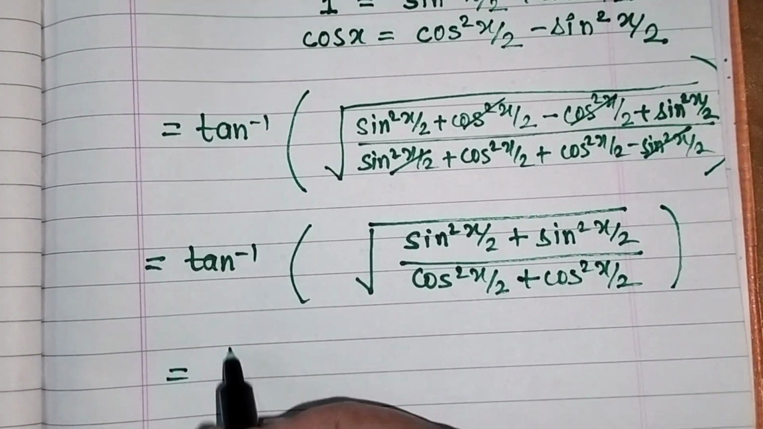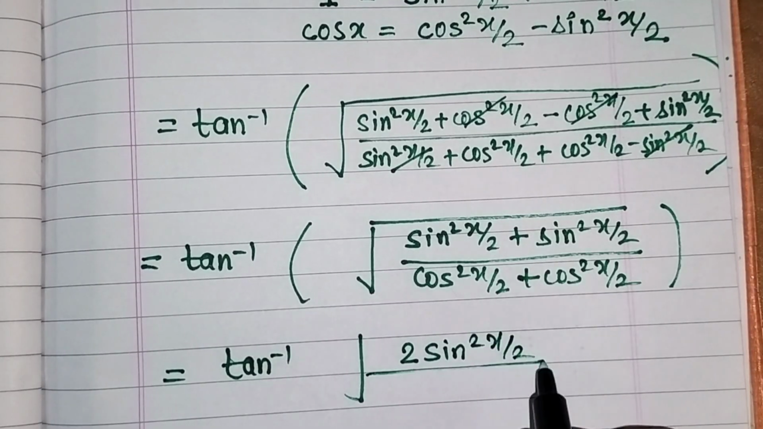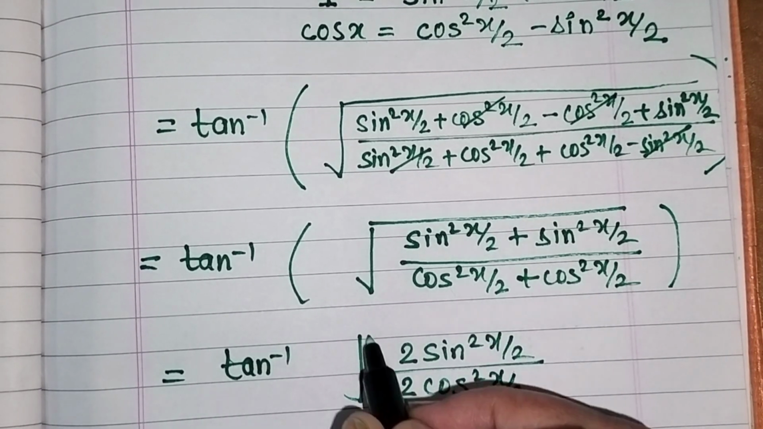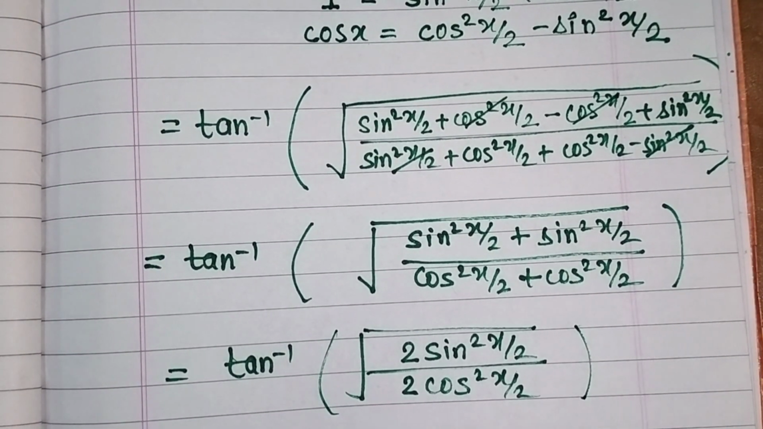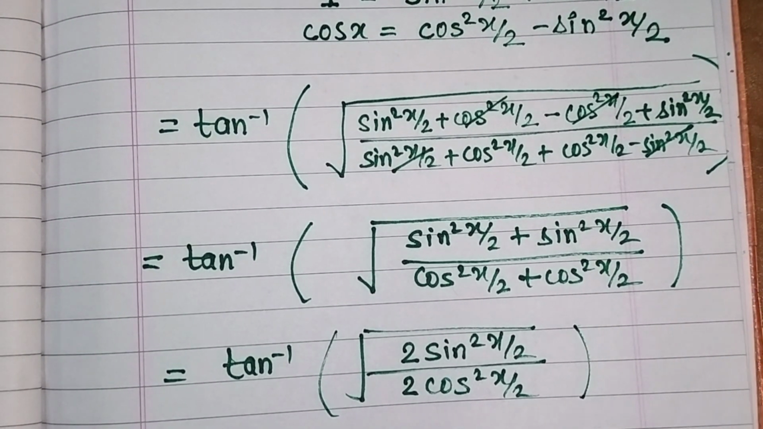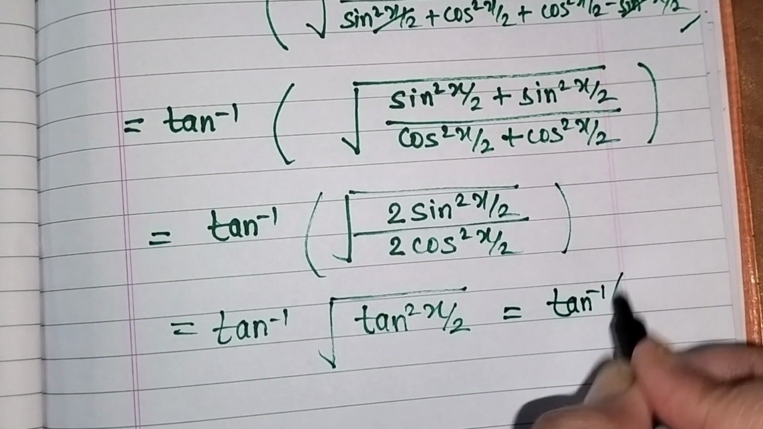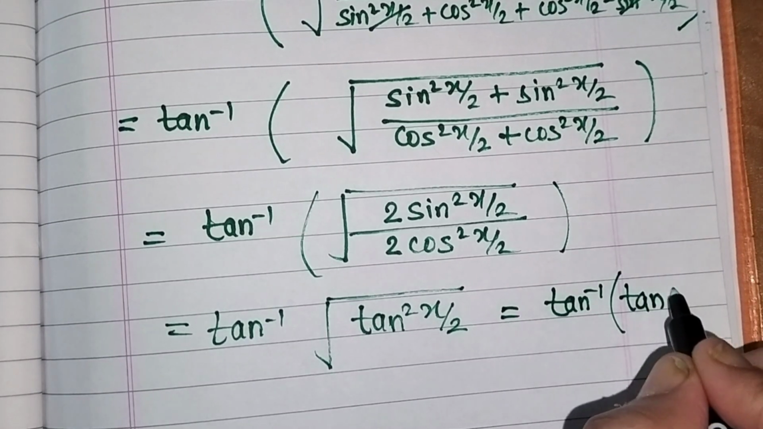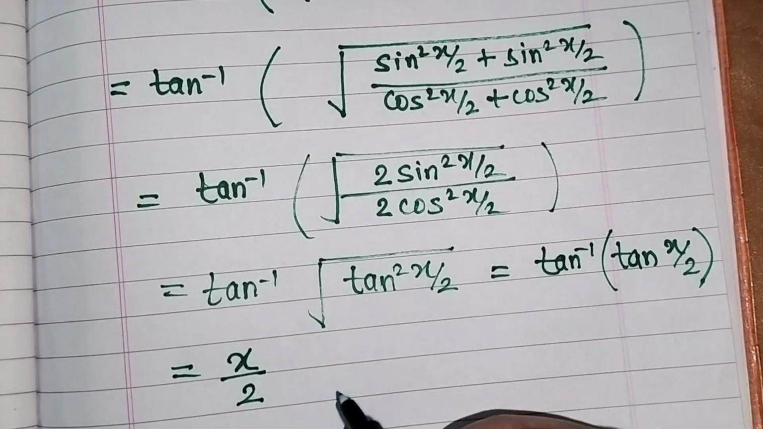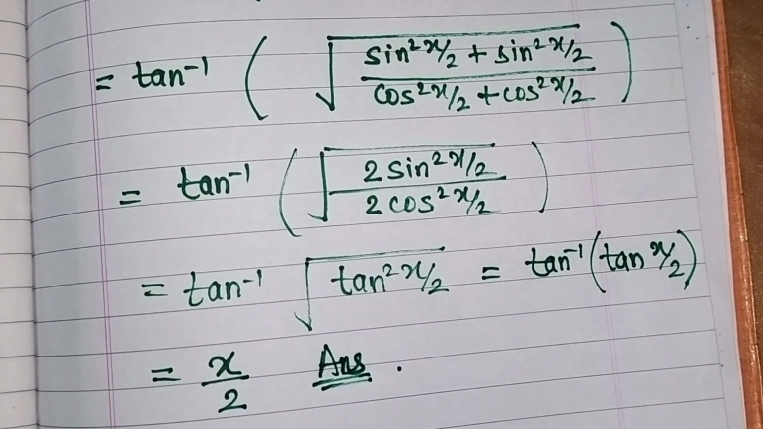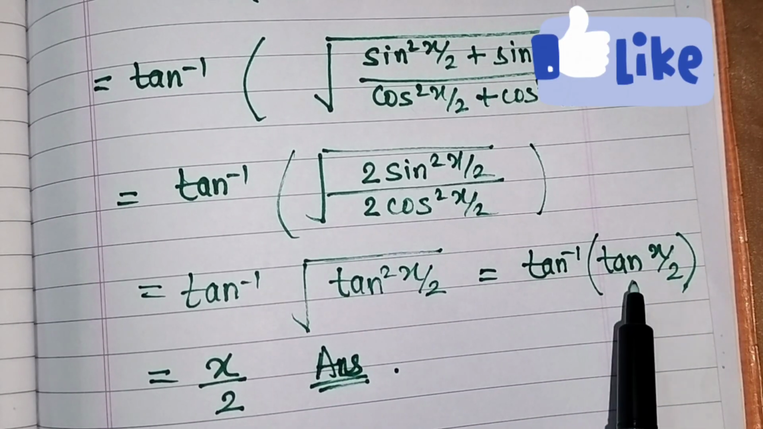So how can you simplify this further? It is 2 times sin square x by 2 upon 2 times cos square x by 2. Okay, so when we solve this further, 2 gets cancelled. So what is left inside the root? It is tan square x by 2. So that means this will give you tan inverse in bracket, take it out from the under root, it is tan x by 2. Okay, so our final answer is actually x by 2. So this is our answer. So this is how you have to make out from the question. If you are having tan inverse outside the bracket, you should make the bracket term in terms of tan only.